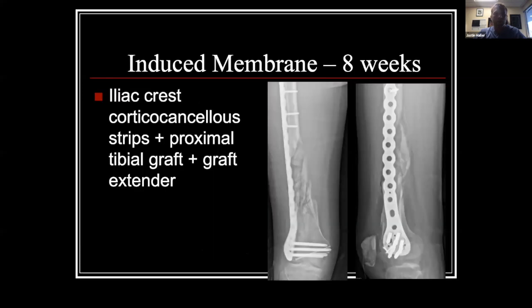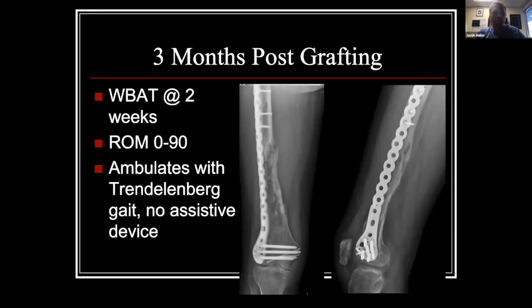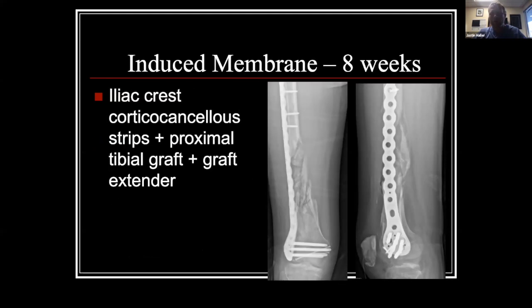Then elected to, at 8 weeks, take her back and remove the cement block. And we had to incorporate multiple bone graft sources given the extent of her bone loss, where we used some iliac crest corticocancellous strips, some proximal tibial graft, and some graft extender. If you remember back, she had a nail in her contralateral femur and a nail in her contralateral tibia.